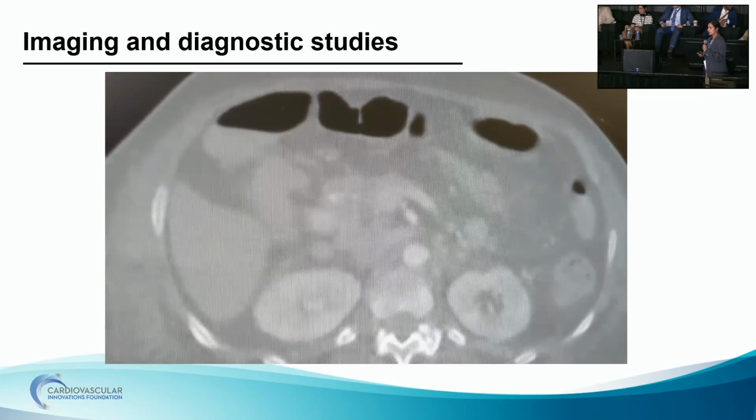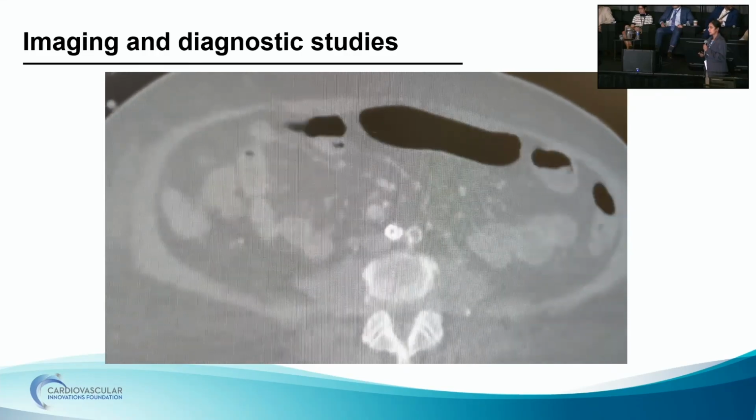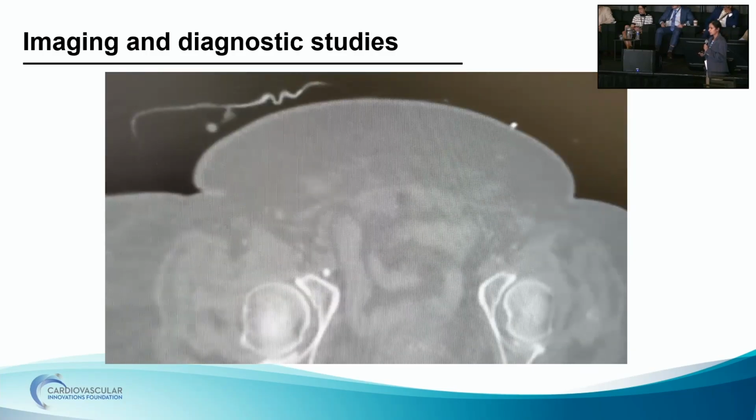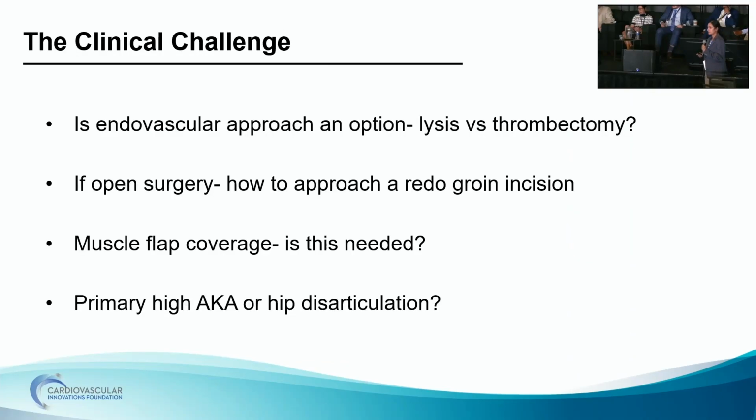This is her CT scan. So she had had previous iliac stents. The right-sided stent was known to be occluded, and the left side stent was now occluded. And she has a left AKA. So what should we do for her? Should we just do a primary higher AKA or a hip disarticulation, or do some kind of a procedure to open up her inflow to that left AKA? And then that would be either endovascular or open surgery.